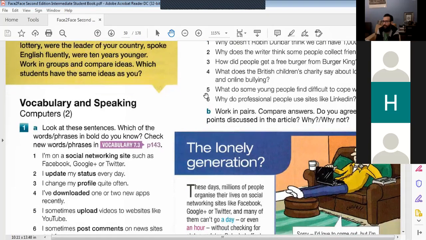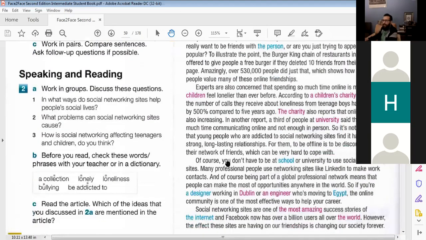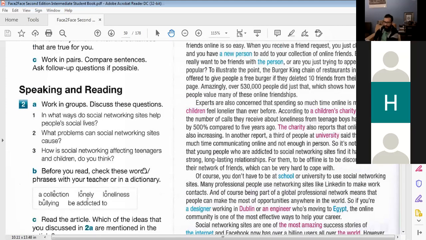Okay, let's check our last two questions. Number 5 says, what do some young people find difficult to cope with? In this article, they talked about something which kids have a big difficulty to cope with. What was it? What does cope with mean? To deal with. So what's the thing that's hard for young people to deal with in this article?